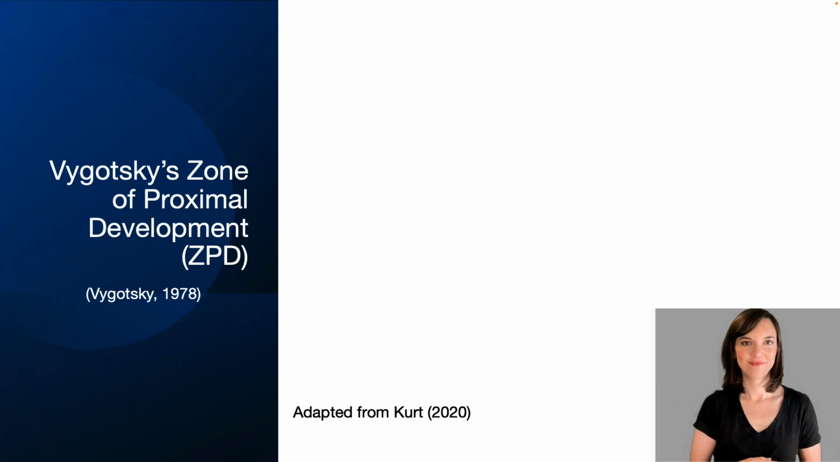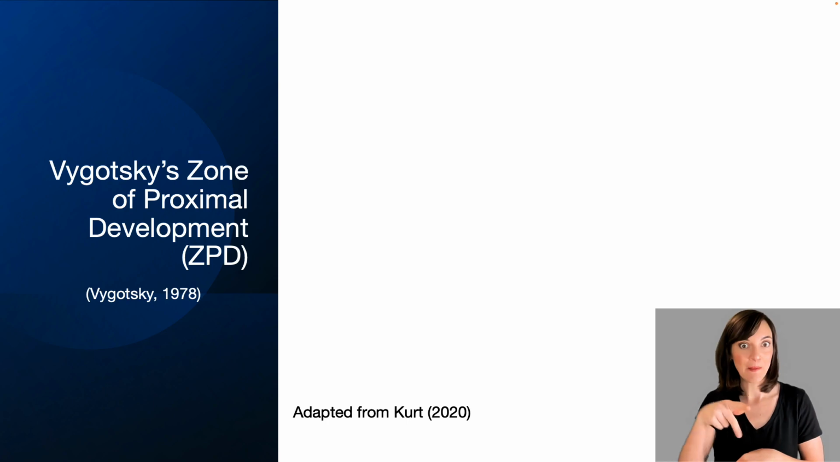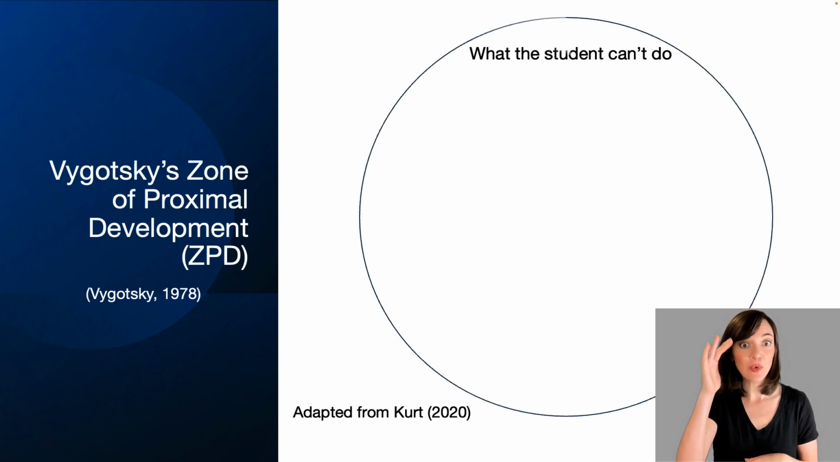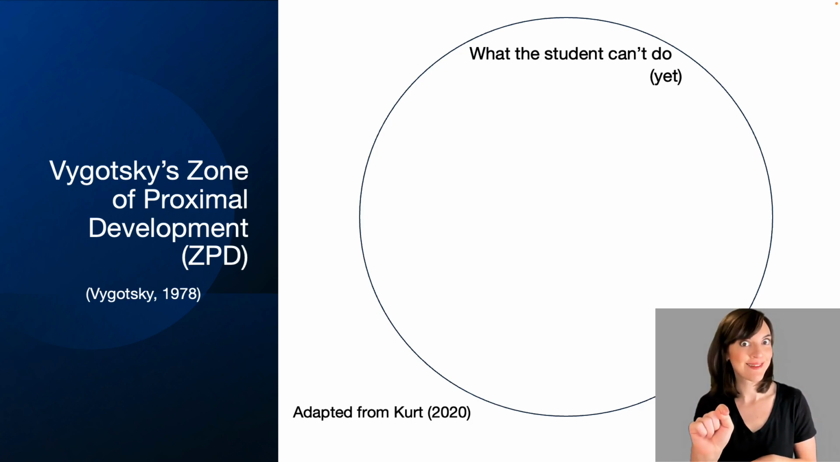Speaking of zones, Vygotsky coined the term Zone of Proximal Development, ZPD. When discussing scaffolding, Vygotsky's theory is often brought up. In his theory, there are 3 levels of ability from a student. What they can't do, yet. Never underestimate the power of yet.